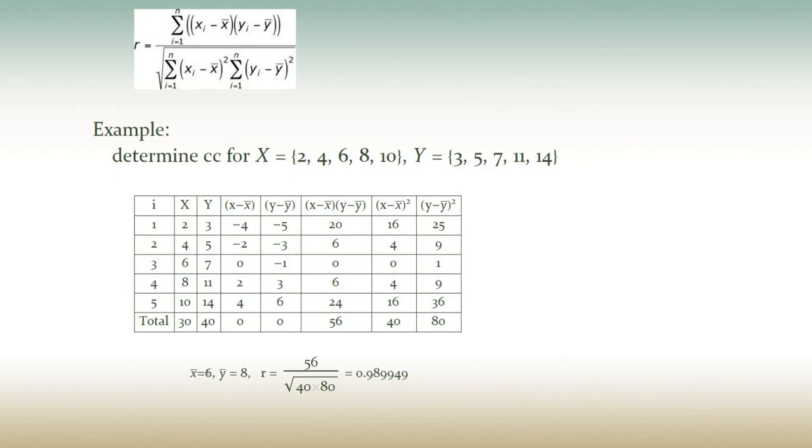So my mean value of x is 6. I can do the same thing for my y values. The total is 40. 40 divided by 5, because there's 5 values, is 8. So the mean value of y is 8.